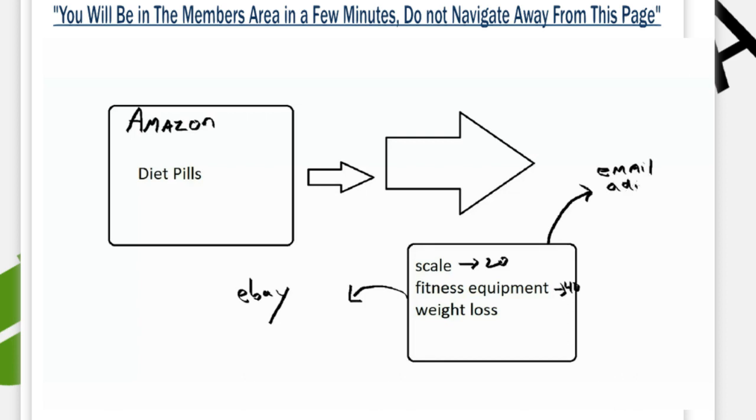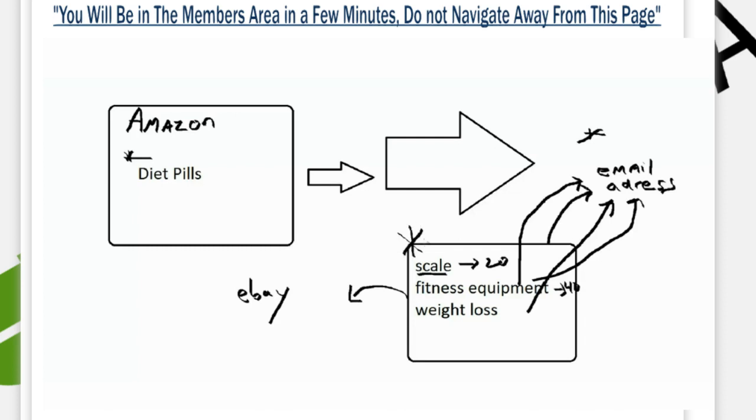Now, what happens? Let's pretend it's you. Let's pretend you bought a scale on eBay, all right? And the next day you get an email about diet pills. All right, so you're going to have all these customers that are buying scales and fitness equipment and weight loss books from you, and you're going to get all their email addresses. You don't do anything. They just appear in your Ds Domination back office, okay? And all at once, you can send out an email to all your customers that are clearly looking to lose weight, all right, about your diet pills.